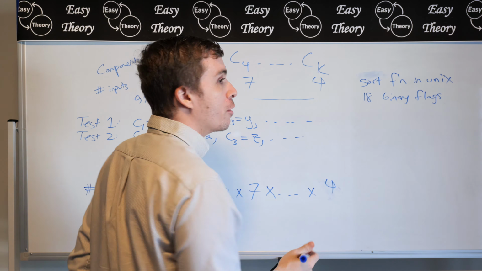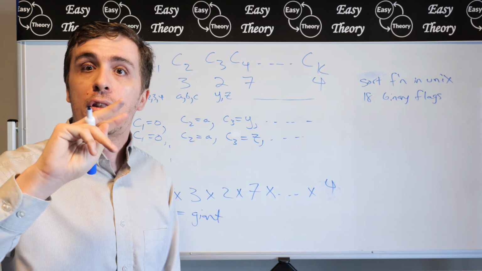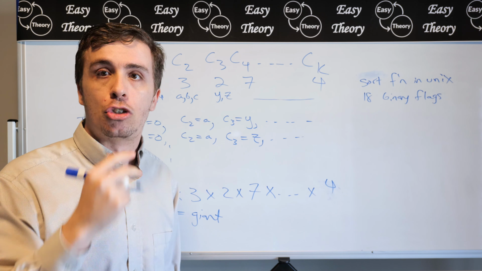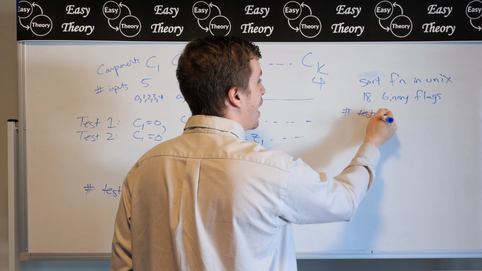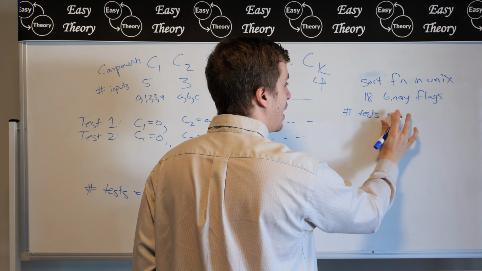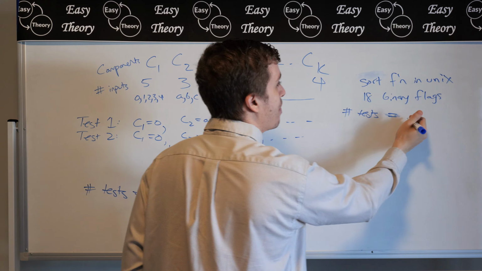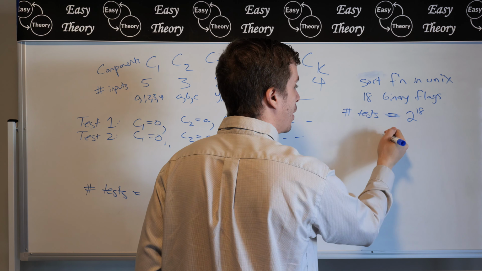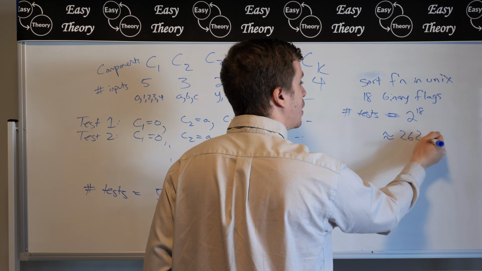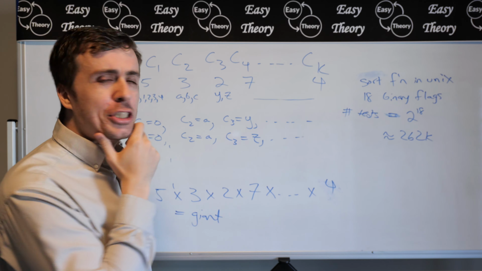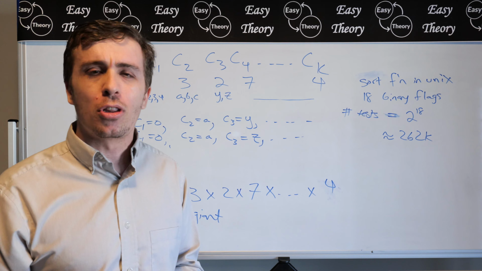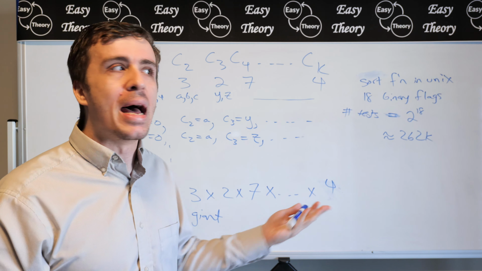And since they're all binary, they have 2 possibilities. Either the flag is false or the flag is set to true. And so the number of combinations, the number of tests that we would have to run is, I was going to write approximately, but it is exactly 2 to the 18, which is approximately 262,000 tests. And for a sorting function that doesn't run too long, this is not actually that bad.